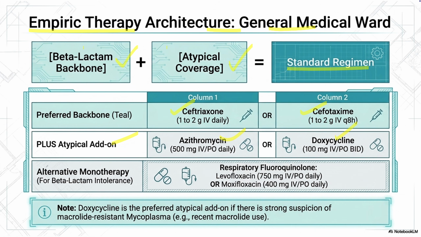If the patient cannot receive a beta-lactam, say due to allergy, an alternative strategy is respiratory fluoroquinolone monotherapy with levofloxacin or moxifloxacin. Pay particular attention to doxycycline. If there is concern for macrolide-resistant Mycoplasma, especially after recent macrolide exposure, doxycycline becomes the preferred atypical add-on. Think of the beta-lactam as covering the typical pathogens and the atypical agent as closing an important diagnostic gap.